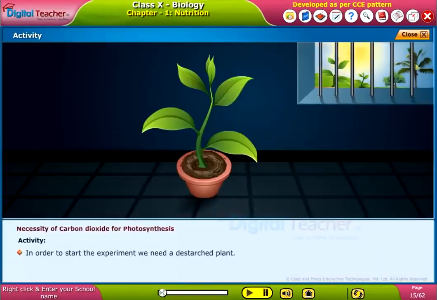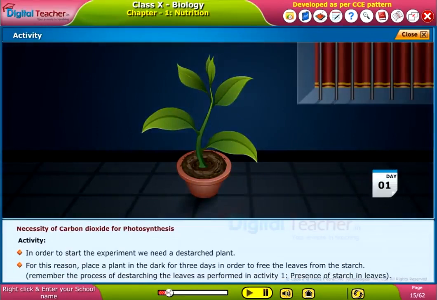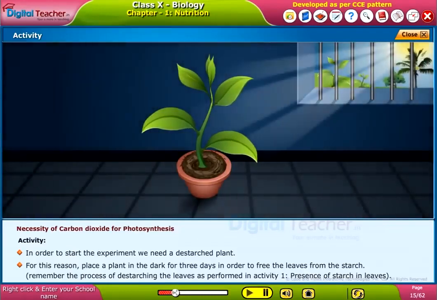In order to start the experiment, we need a destarched plant. For this reason, place a plant in the dark for 3 days in order to free the leaves from the starch. Remember the process of destarching the leaves as performed in Activity 1, presence of starch in leaves.